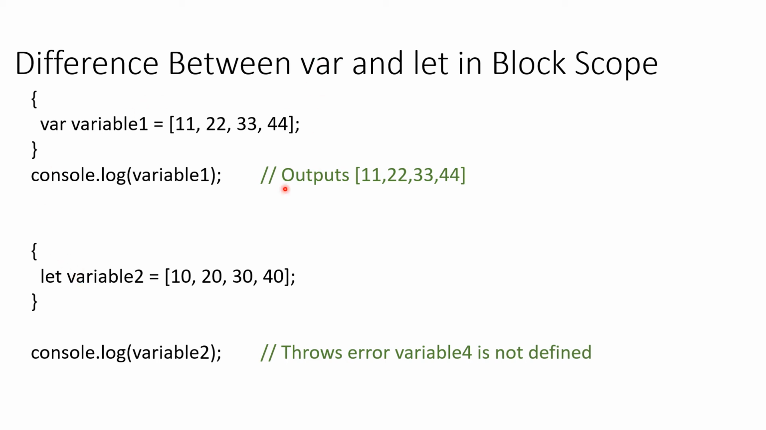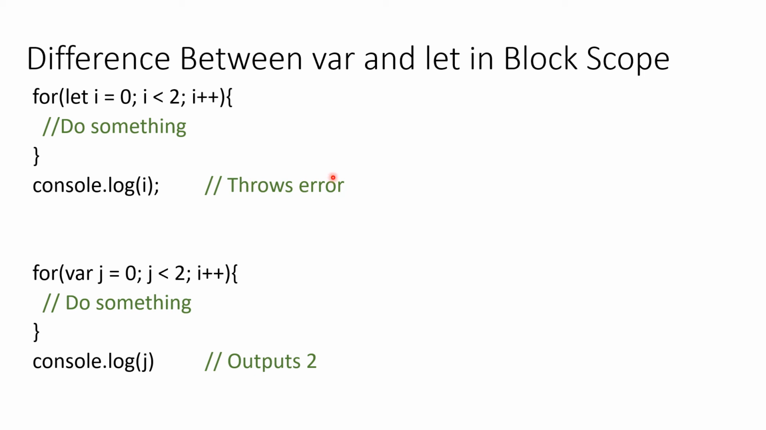So from this slide what I got is: let has a block scope, var doesn't have a block scope. That's why a variable declared using the var keyword we will be able to access outside the block scope, and a variable declared using the let keyword we will not be able to access outside of the block scope. So that is the difference between var and let in a block scope.